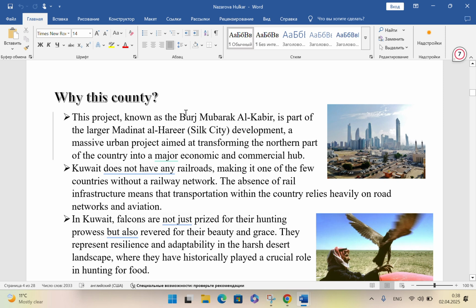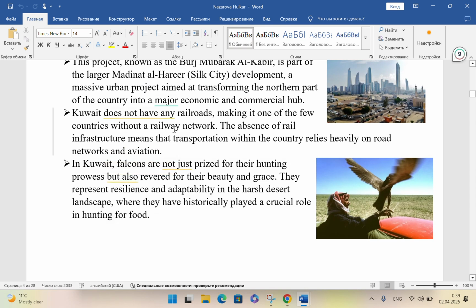Why is this country so popular? Because Abu Khalifa Al Kabir is part of the largest Madinat Al Hareer, a city development, a massive urban project aimed at transforming the northern part of the country into a major economic and commercial hub. And also Kuwait does not have any railroads, making it one of the few countries without a railway network.